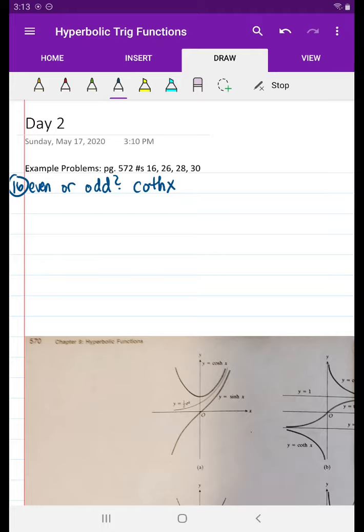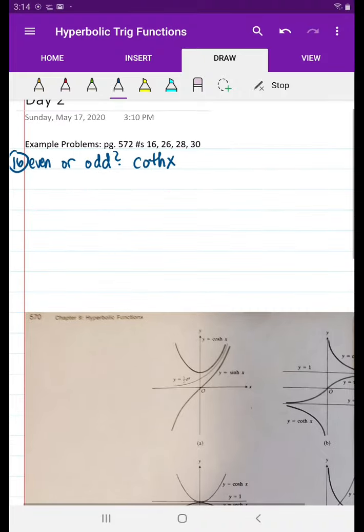Hello, AP Calc BC. This is the second video, or the second lesson, of these hyperbolic trig functions. In this video, I'm going to be doing some more examples, and then you'll have an assignment to do after this.